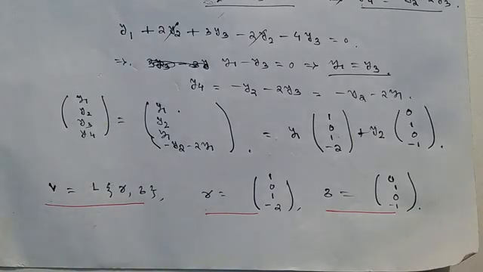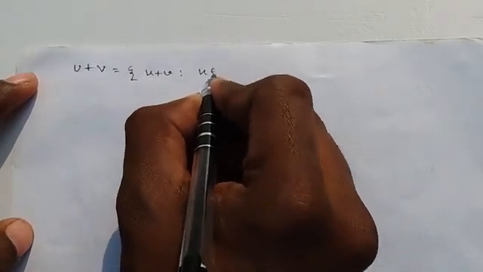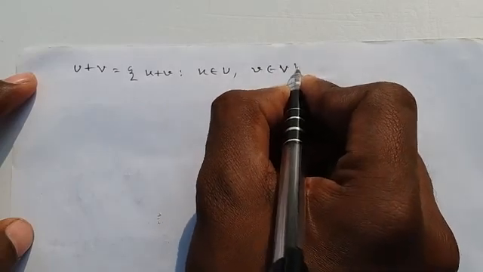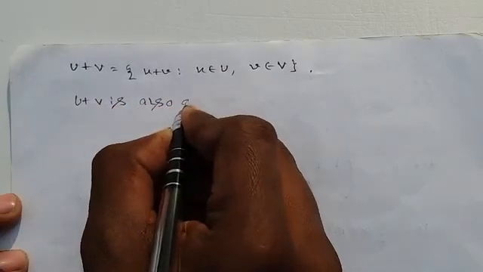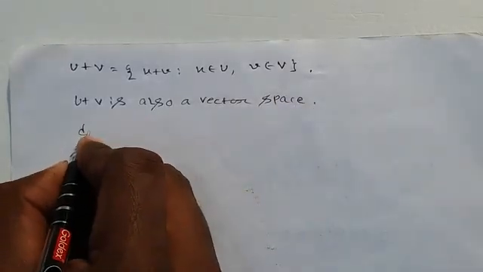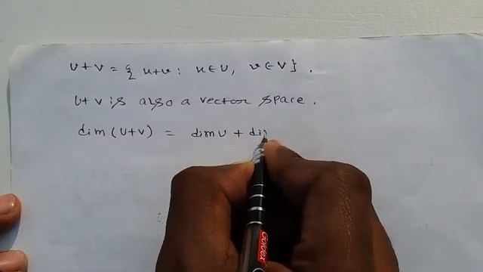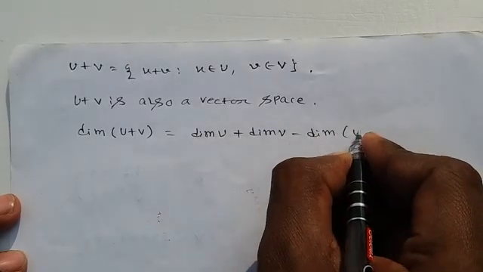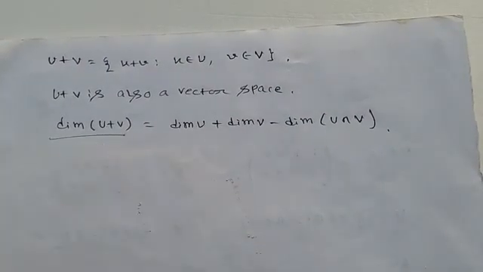Now U plus V is equal to the set of u plus v, where u belongs to capital U and v belongs to capital V. This is also a vector space, and the dimension of U plus V equals the dimension of U plus the dimension of V minus the dimension of U intersection V. So now we try to find the dimension of this.